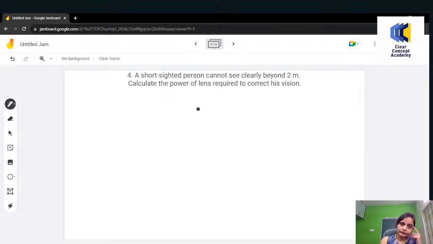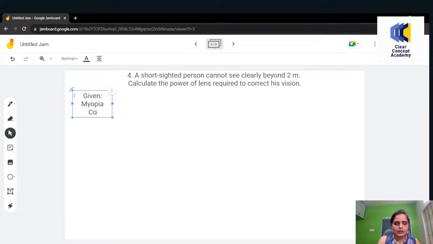A short-sighted person. What is meant by a short-sighted person? A short-sighted person cannot see clearly beyond 2 meters. Calculate the power of the lens required to correct his vision. So what kind of defect is this? Short-sightedness is nothing but nearsightedness, and the defect is nothing but myopia. So since the defect is myopia, what kind of lens should be used? The corrective lens should be the concave lens.